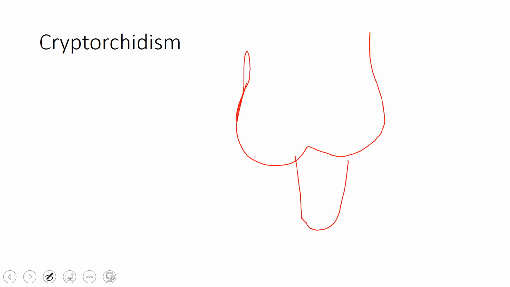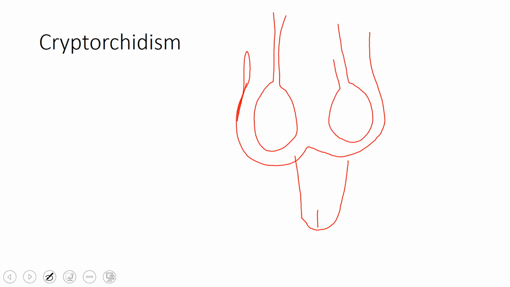Now we're moving on to some conditions of the testicle. First of all, we have cryptorchidism. Think about it: if this is a scrotum, and there's the penis, normally when a person is developing, these testicles will descend into the sac. And that's good because in order for sperm to grow and everything to work properly, they need a certain temperature, and being outside of the body helps them maintain that temperature.